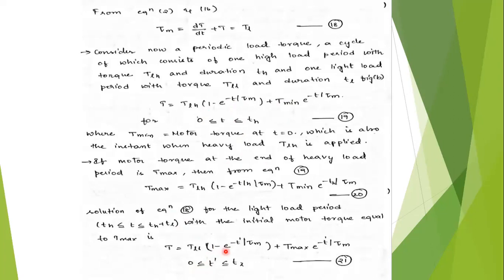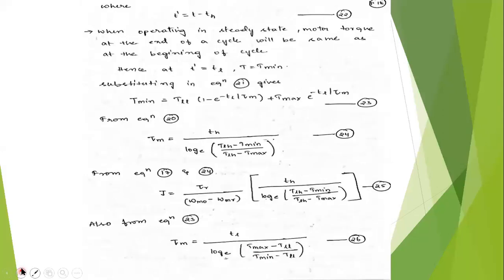TLL (1 minus e power minus T dash by tau m) plus T maximum into e power minus T dash by tau m, because at high loads T will be minimum and at low loads T will be maximum. So what are the limits here? For high loads, 0 to TH, and for light loads, 0 to T dash, where T dash is termed as T minus TH.